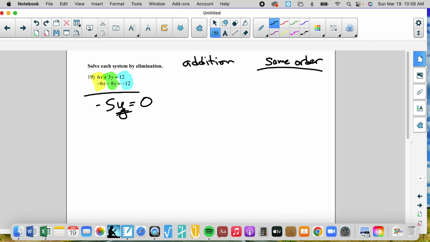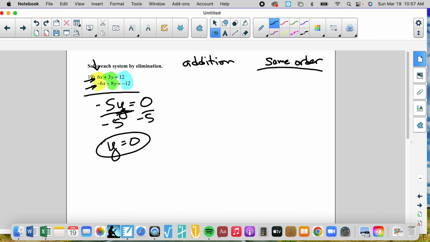And we wouldn't use substitution because neither of these equations is isolated for a variable. So it's not conducive to using substitution. It's conducive for using addition, because one of these variables is the opposite. The coefficients are opposite. You have 6 and -6 for the coefficients. So we know that they're going to cancel. Leaves us with just the y value. Divide by -5, and you get y equals 0.